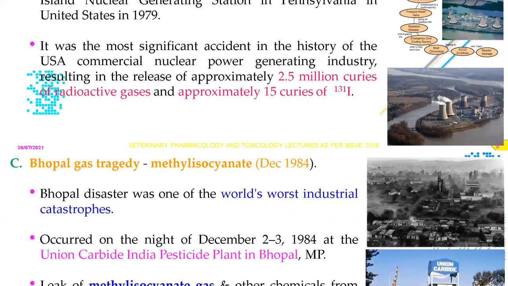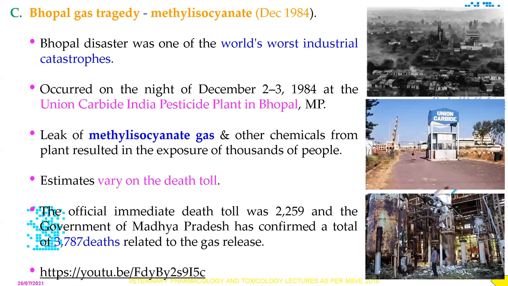The Bhopal gas tragedy is very interesting and an alarming situation, which alerted the entire country and the world to how disasters occur due to poisons. This methyl isocyanate leak in December 1984 was one of the biggest poisoning tragedies in the entire world, one of the world's worst industrial catastrophes. Catastrophe means an incident involving a huge number of people.